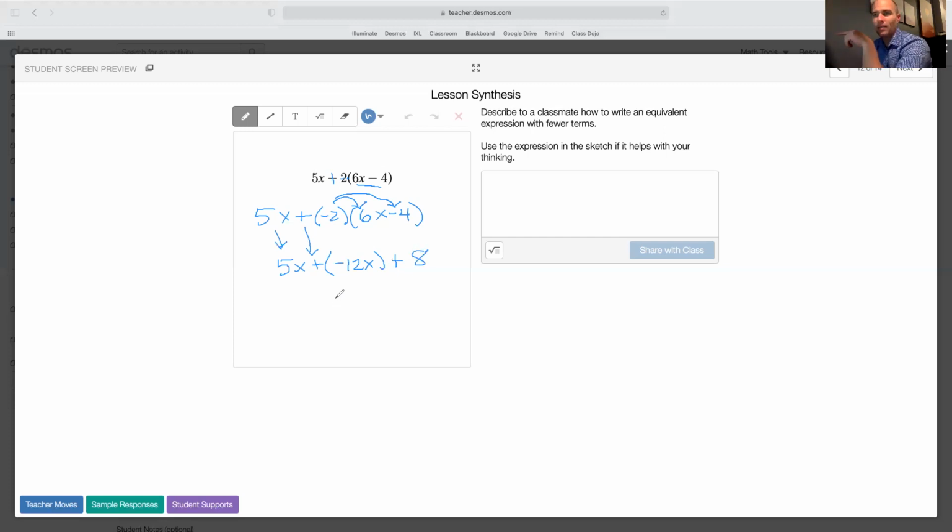Now I can combine the x terms, right? I've got 5x plus negative 12x. That makes negative 7x plus 8.